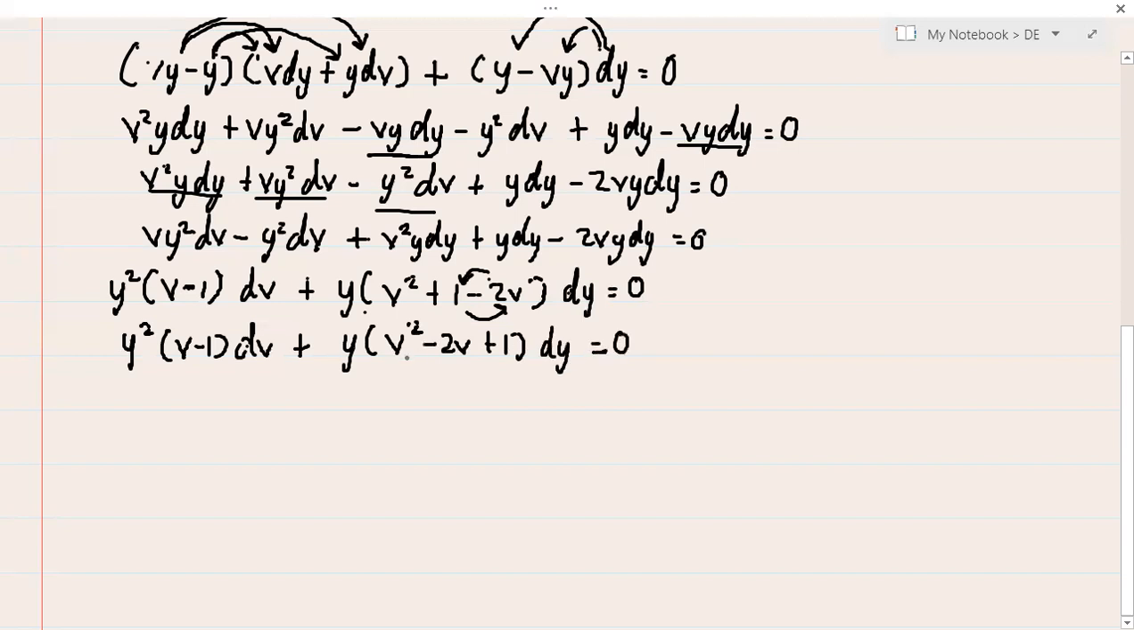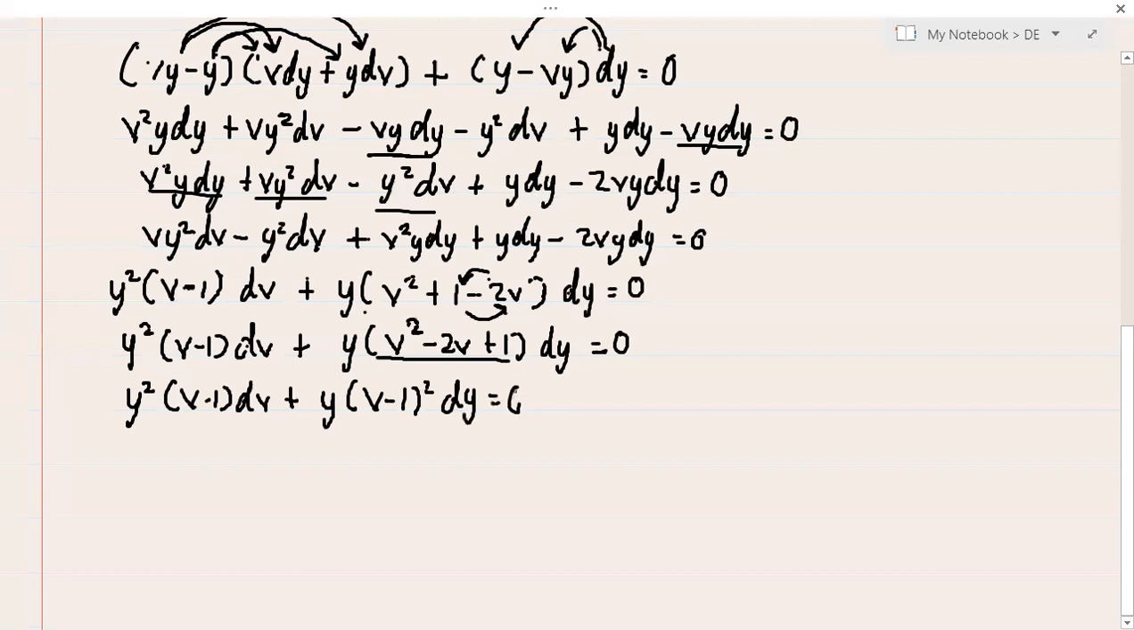If you remember your lessons in algebra, this v squared minus 2v plus 1 is a perfect square trinomial. Okay, perfect square trinomial. So what happens? When it is a perfect square trinomial, we will have y times quantity v minus 1 squared dy is equal to 0. That's what it will look like.